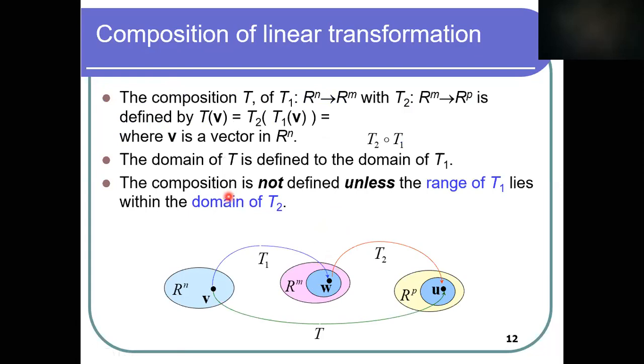So again, dear student, this is one of the concepts: composition of linear transformations. Say T1 is a transformation from Rn to Rm, and T2 is a transformation from Rm to Rp.